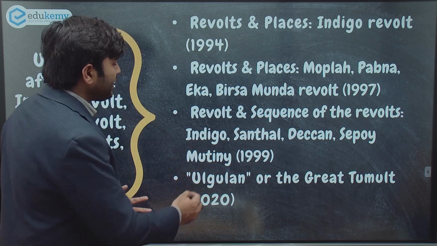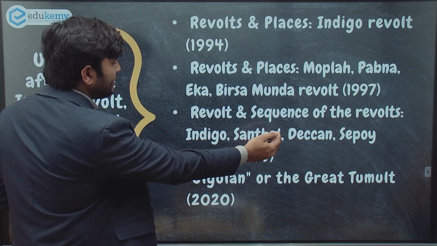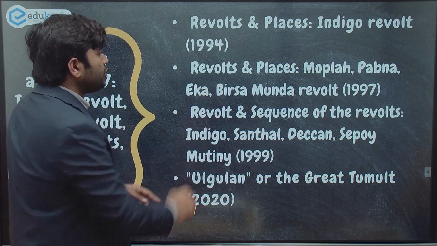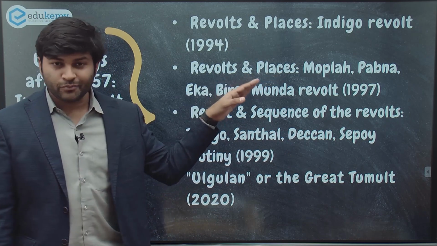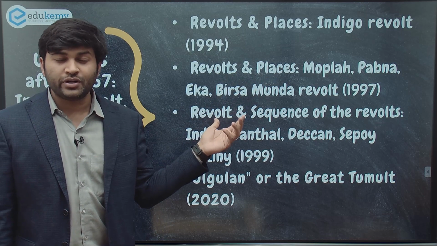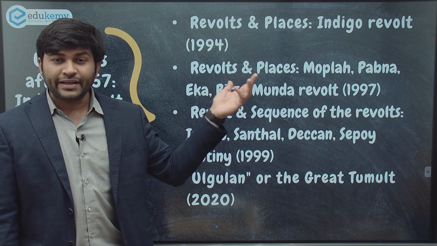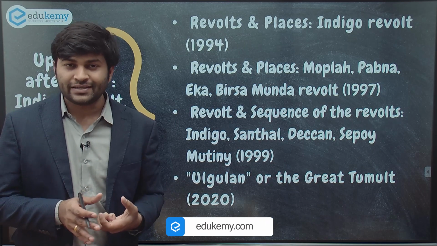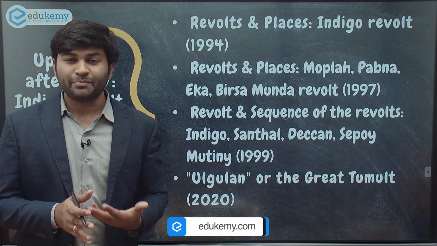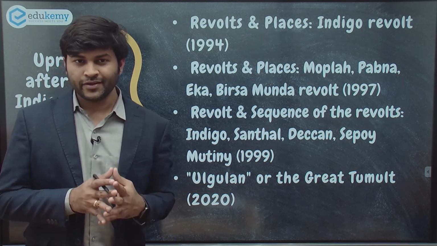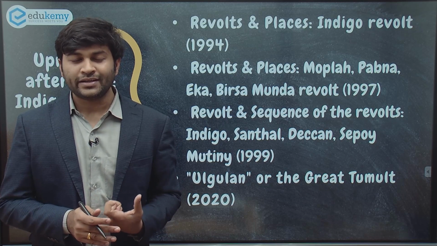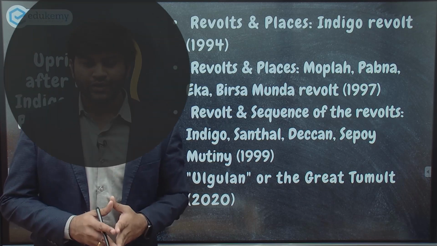The important uprisings: Indigo, Santhal, Deccan riots, Sepoy Mutiny of 1857. Before also, the Pabna revolt, the Mopla uprising, Birsa Munda revolt, the Eka movement, Indigo revolt. Such kinds of uprisings you can shortlist by the analysis of the previous years' questions. So, this is one of the again important themes of modern Indian history.